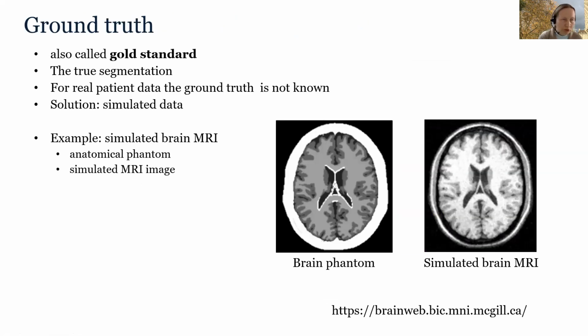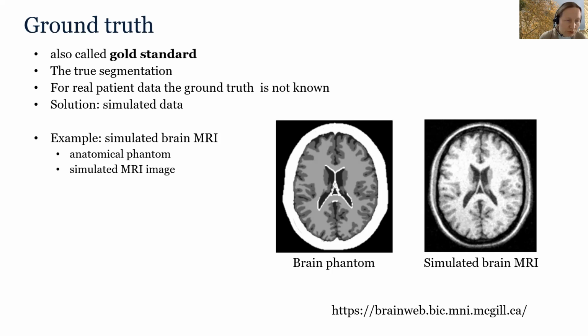So the next question we need to answer is where we get the true segmentation from. And true segmentation is also called the ground truth. And ground truth is also referred to as gold standard, but unfortunately for real patient data, the ground truth is not known because we don't know the true shape of the organ or tissue properties, so we can't really be sure what is the true segmentation.